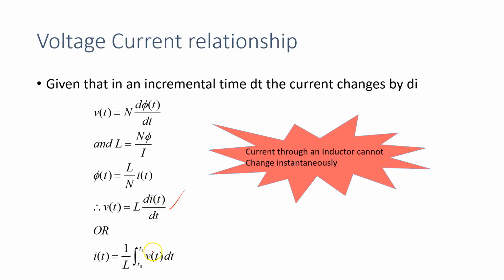And an integral form, I have i(t) is equal to 1 on L times the integral of v(t) dt. And what this tells me is that the current through an inductor cannot change instantaneously. So if you remember, for the capacitor, the voltage couldn't change instantaneously. Here the current cannot change instantaneously through the inductor.